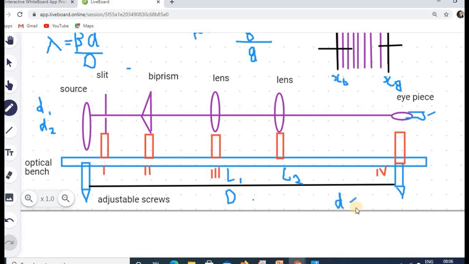From this D1 and D2, no need of going into the physics of that, you can obtain the distance d between the virtual sources. d is equal to root of D1 D2. So you have obtained beta, you have obtained capital D, and you have also obtained small d. From these three parameters, you can obtain the wavelength of an unknown source of light.